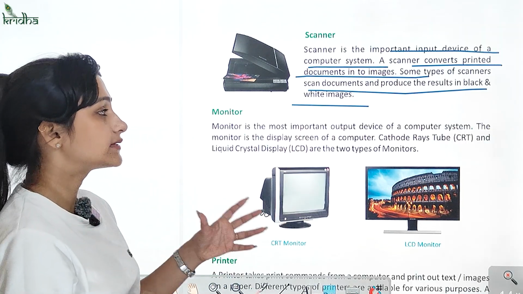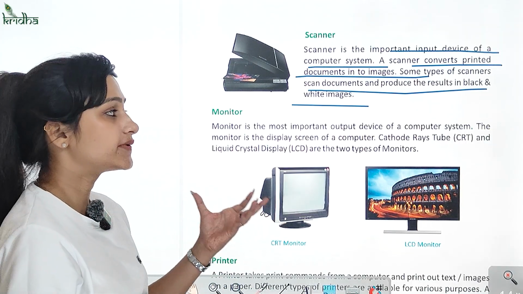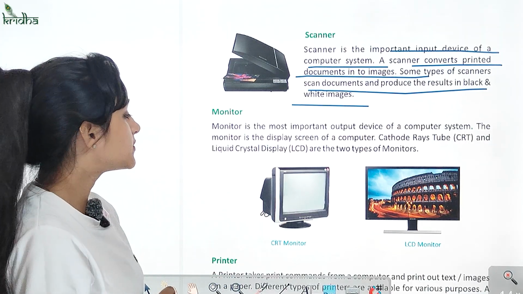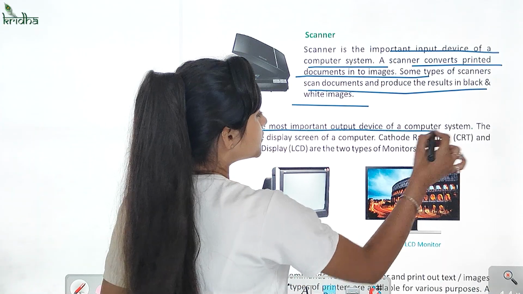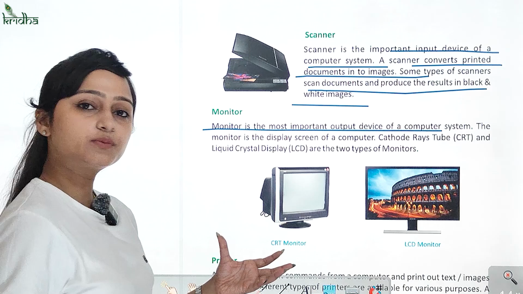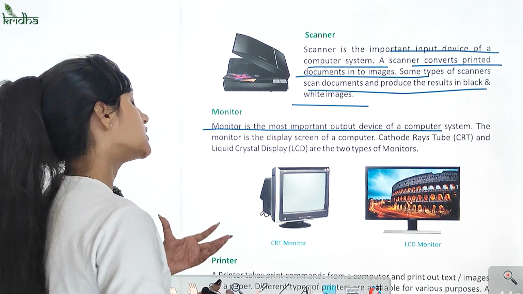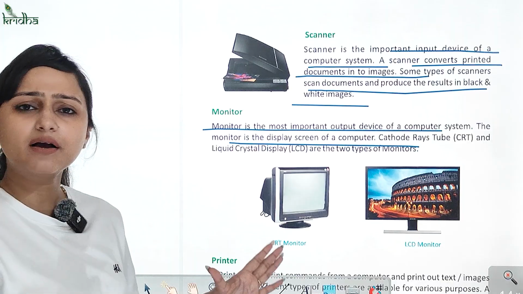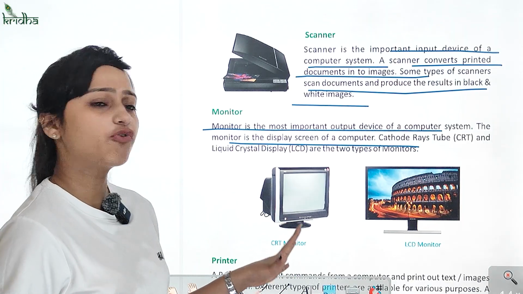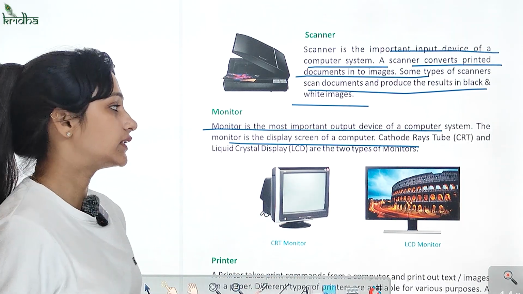कुछ types के scanners को तो scan कर सकते हैं आपके documents को, produce better results आपके black and white images में. Now let's talk about monitor. Monitor is the most common output device of a computer system. ये common output device है आपके computer system का. The monitor is the display screen of a computer. Monitor क्या होता है? Display screen होता है आपके computer का, जो भी आप activities को perform करते हो सब monitor पे show हो जाती है.